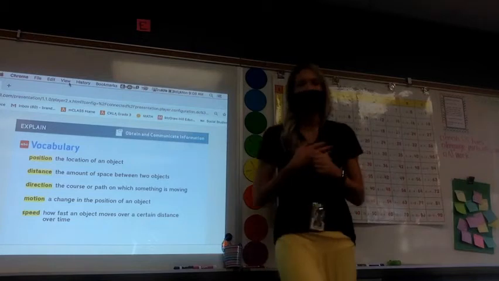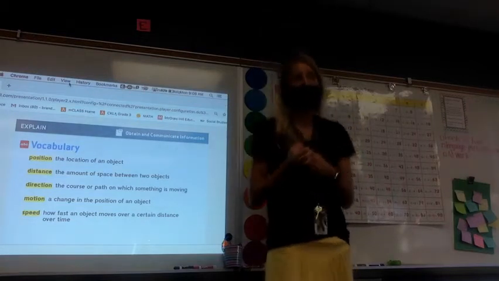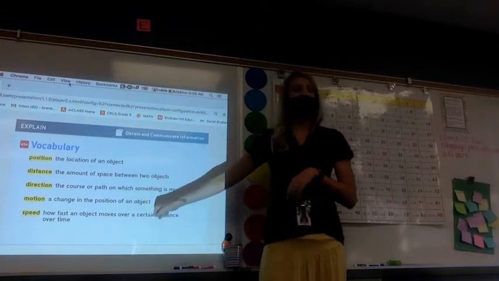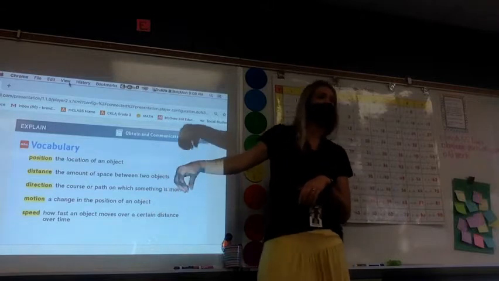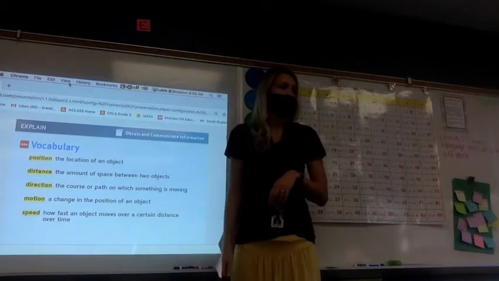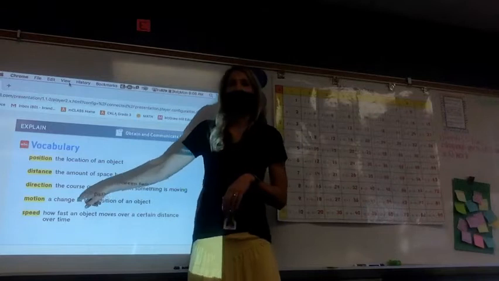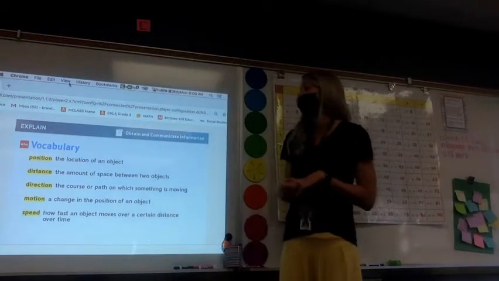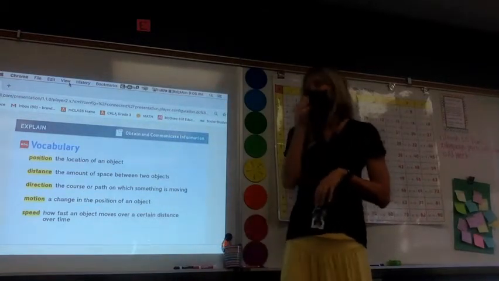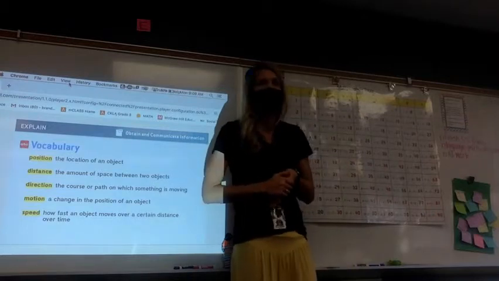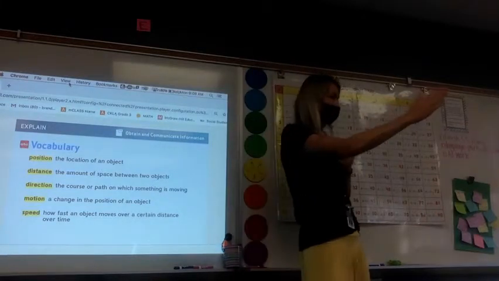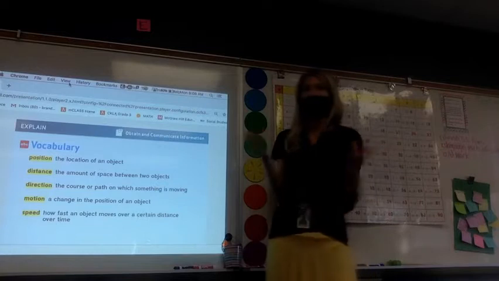Point to the next word. It'll be the one right next to it on yours. Direction. Point to it in your notebook so you see it in yours as well. Our word is direction. This is going to be the course or the path on which something is moving. So our little guy moved straight ahead on the ruler, right? Did everybody's go the same direction?